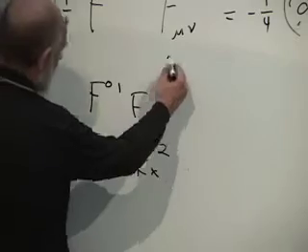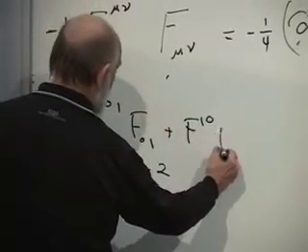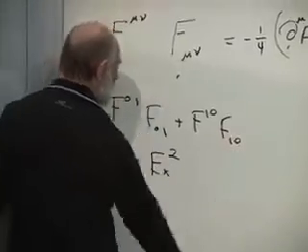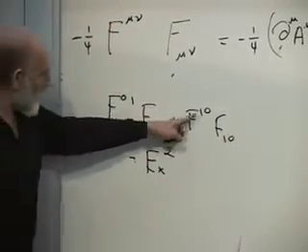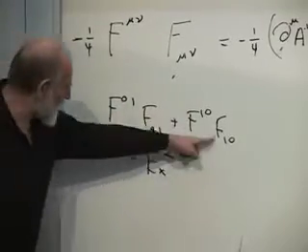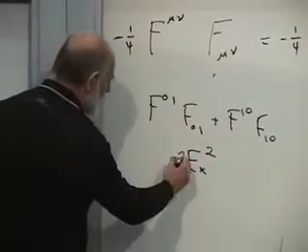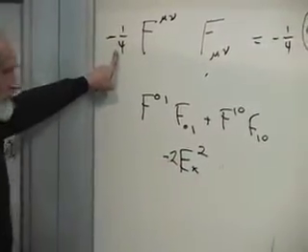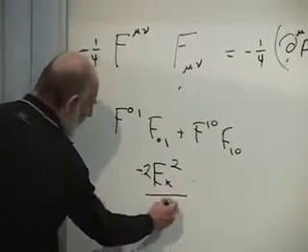Well, there's another term here, which is F1 naught, F1 naught. But that's exactly the same thing. Why? Because F1 naught is just minus F naught 1, and minus times minus is plus. The two terms here just double this. Then dividing by 4 makes it divided by 2.